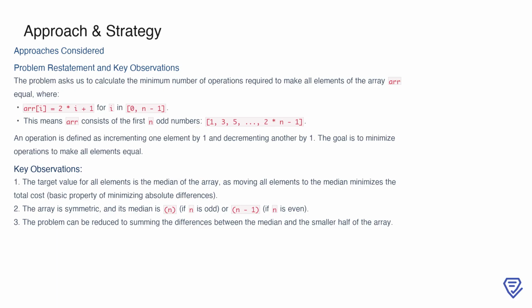Now, the first key observation is that to minimize the total cost, all elements should be moved to the median value of the array. This is based on the mathematical property of absolute differences. Additionally, because the array is symmetric, the median can be easily determined, it's n if n is odd, or n-1 if n is even. Finally, the problem can be reduced to calculating the sum of differences between the median and the elements in the smaller half of the array, as these are the elements that need to be incremented to reach the median.